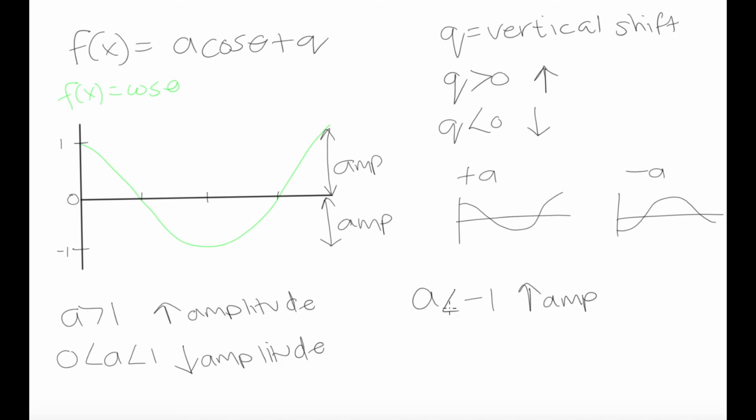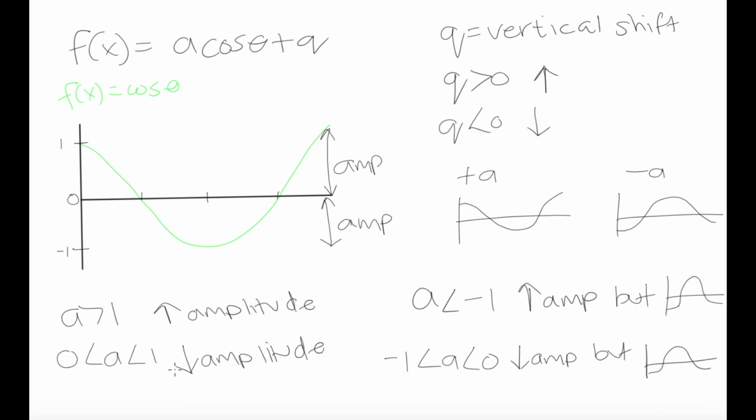So when A is less than -1, we're going to increase our amplitude, but our curve is going to take on this appearance. It's going to be reflected. If we have an A value that's in between -1 and 0, in this case, we have a fraction, but it's a negative fraction. We're going to decrease our amplitude, but our curve is going to look like the reflected version. So again, it's going to look like this because it is a negative A.